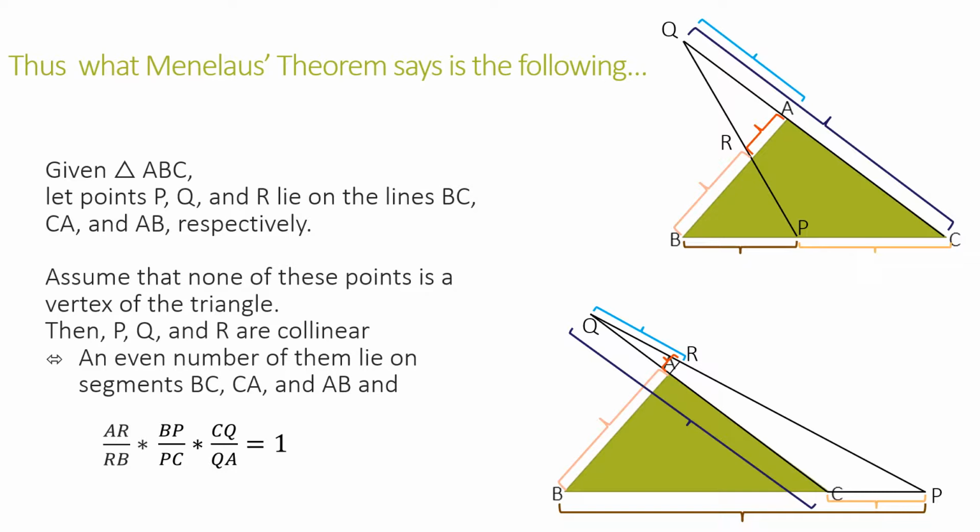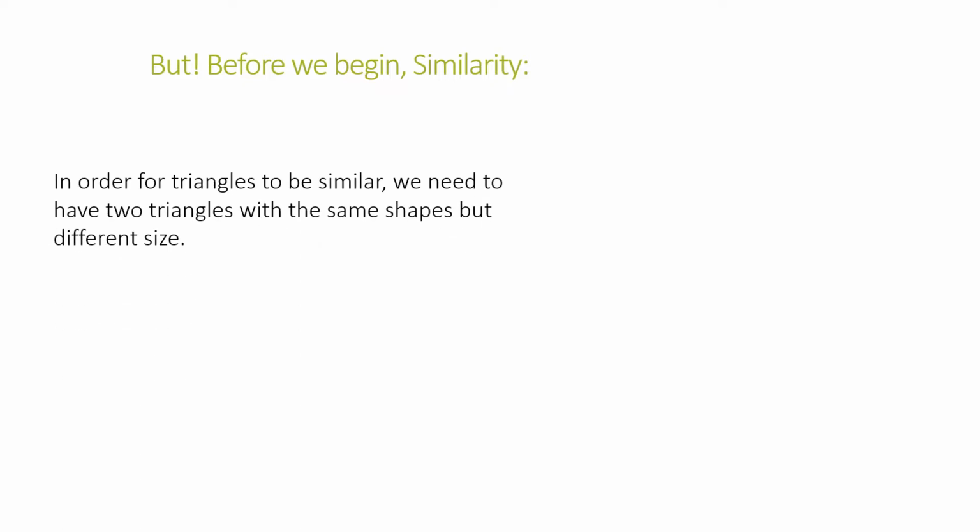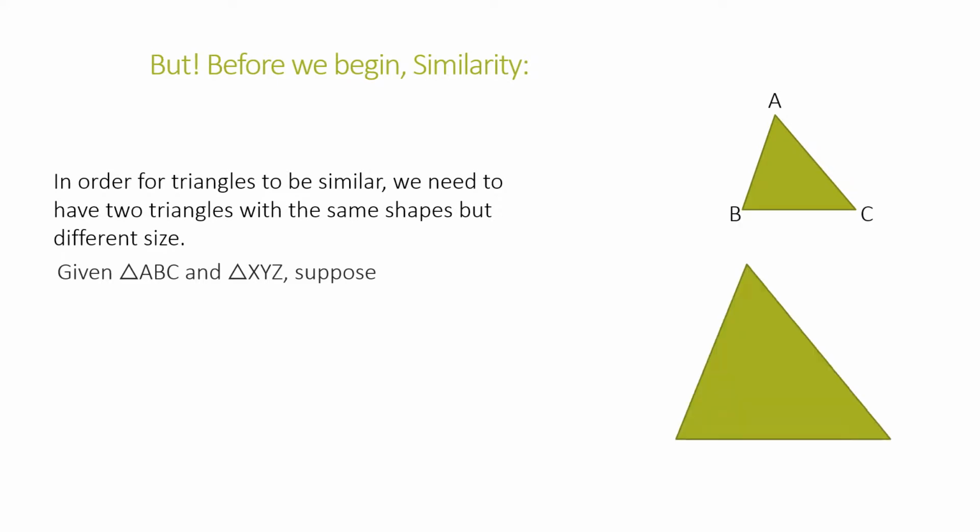But before we begin, let's talk about similarity. 2 geometric shapes are called similar if they are the same shape but not necessarily the same size. In the case of triangles, given triangle ABC and triangle XYZ, suppose that angle A is equal to angle X and angle B is equal to angle Y. Then, that would mean angle C would have to be equal to angle Z.